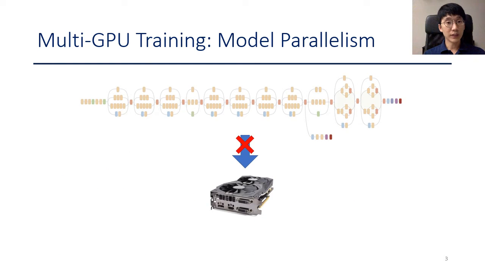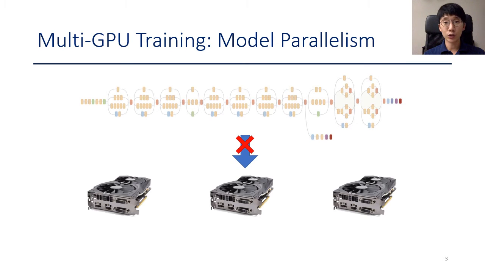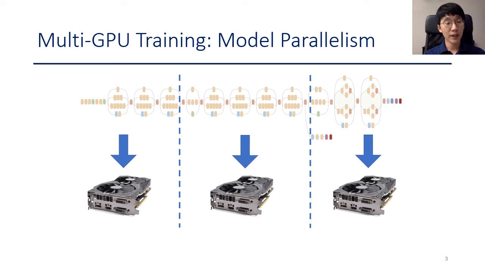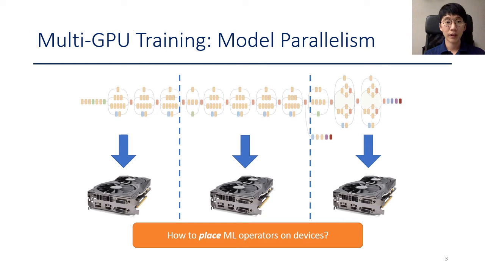To overcome this issue, a natural choice is to use multiple GPUs. To do so, an ML model graph is split into small subgraphs, and the subgraphs are placed on the multiple GPUs, for example, based on the topological order. This method is called model parallelism. Then, a question left is how to split and place operators in a graph on GPUs.